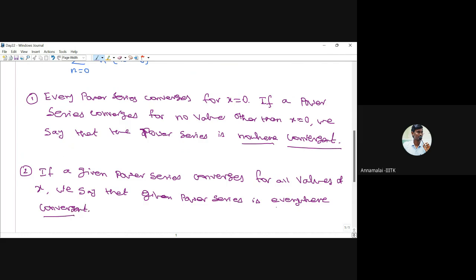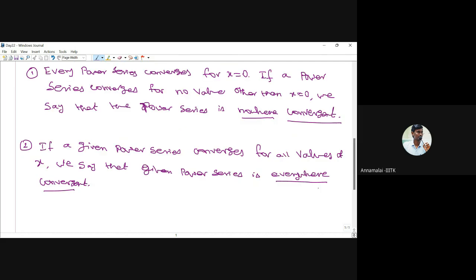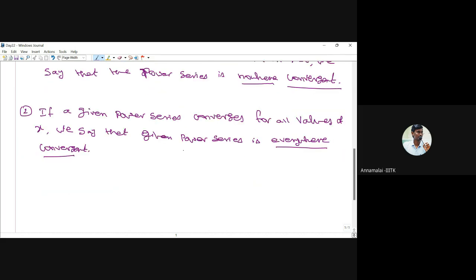Okay, such a series exists. What is an example for the first one? If we take summation n^n x^n, and substitute x equal to 0, it is always the zero series, therefore it always converges. If x takes any other value other than 0, then this series is not convergent.